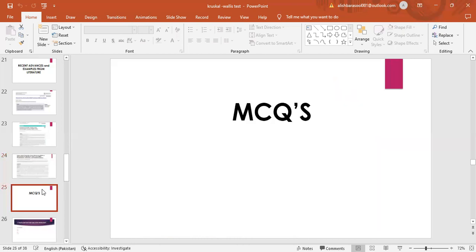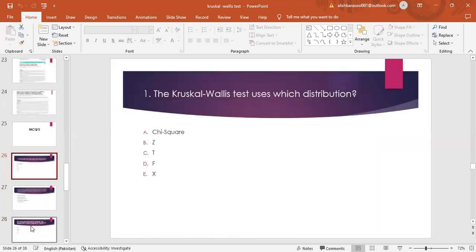Now we head on to our MCQs. Number 1, the Kruskal-Wallis test uses which distribution? A, chi-square; B, Z; C, T; D, F; and E, X.